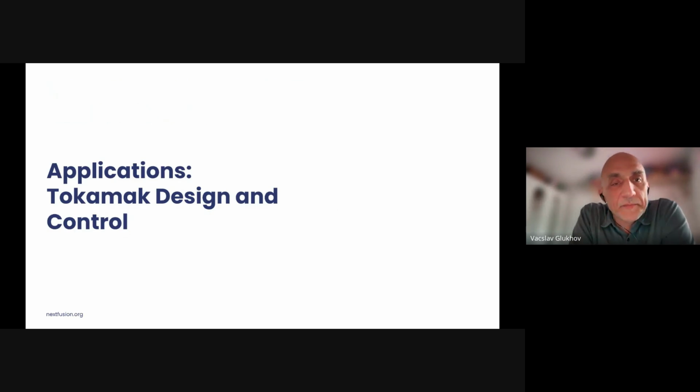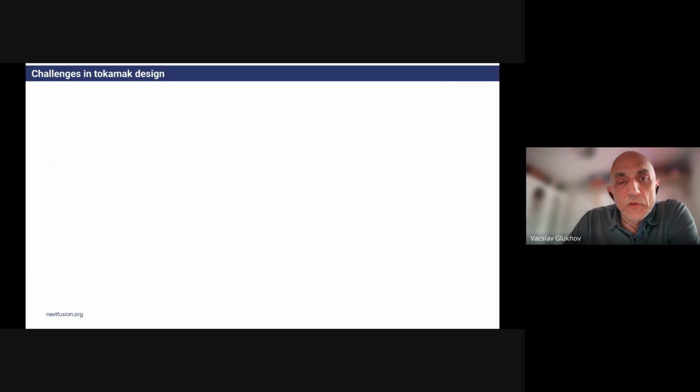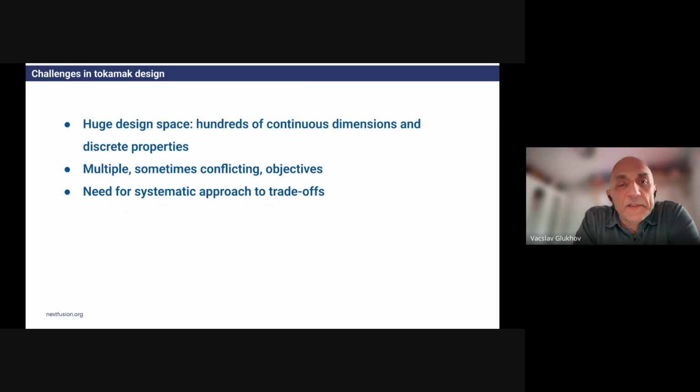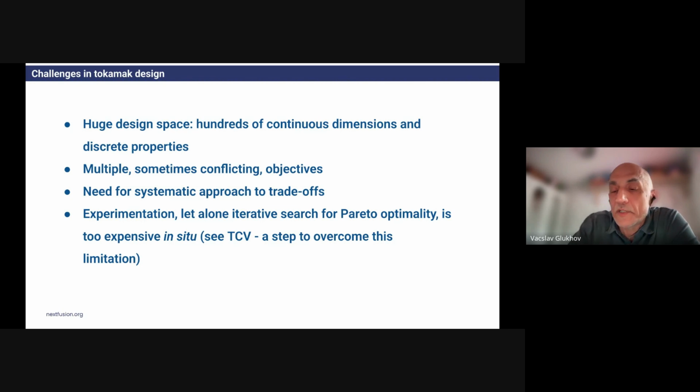Right. So, tokamak design and control applications. Like I said, it's a huge design space. The whole thing is huge. It's maybe thousands, maybe tens of thousands of different dimensions that we can optimize. There are multiple, often conflicting objectives, and there is a need for a systematic approach to experimentation, including physical experimentation and computer experimentation.